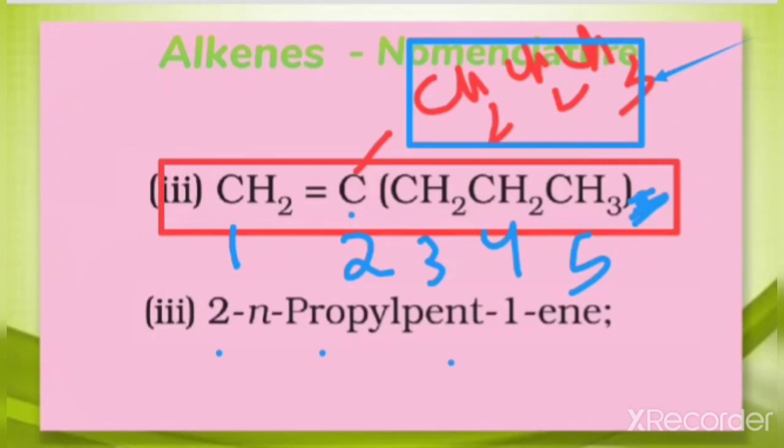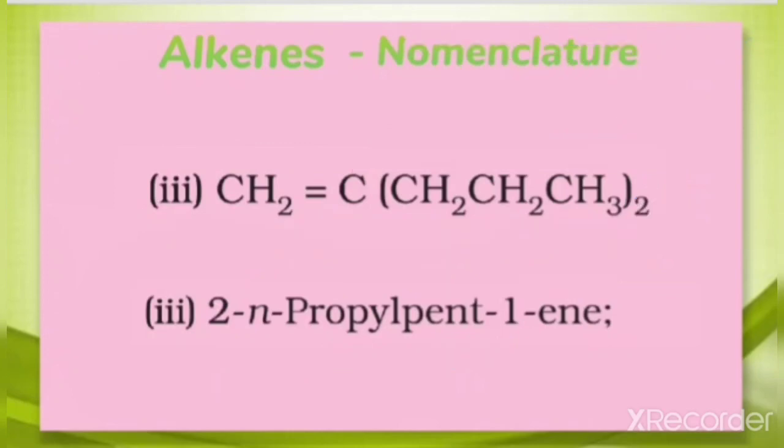in the main chain and the double bond is between the first and second carbon, therefore we have to use the number 1-ene, or instead of that we can also write pentene. Pent-1-ene or pentene can be written, because 1 is not necessary to write. So that is the name for this.